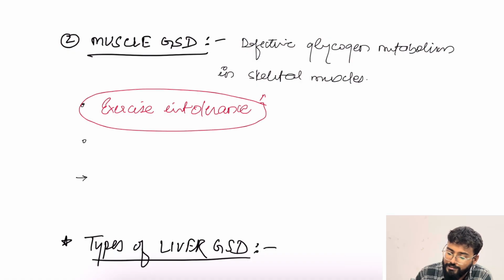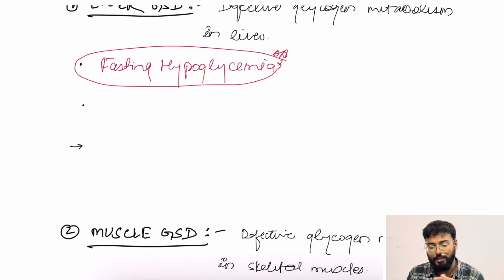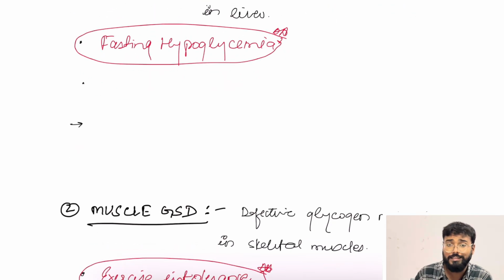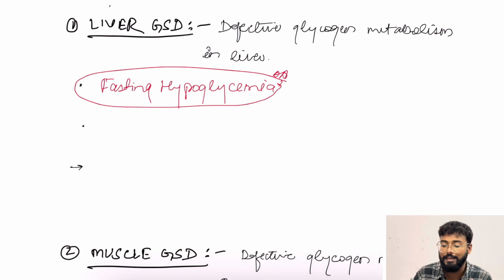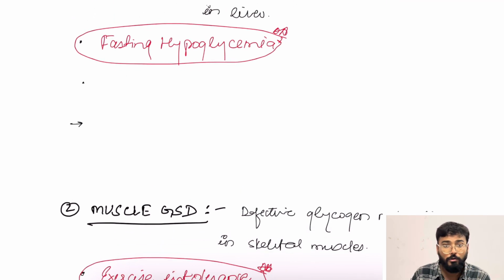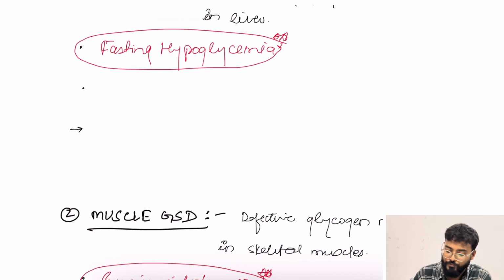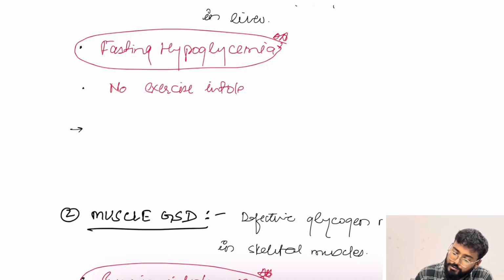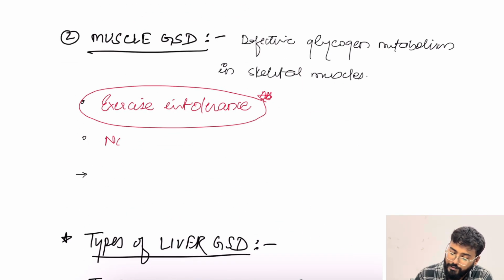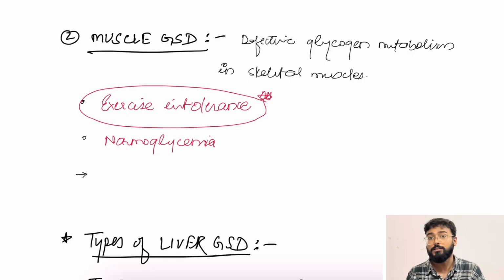You are going to see exercise intolerance in case of muscle GSTs. You are not going to see exercise intolerance in case of liver GSTs, and you are not going to see hypoglycemia in case of muscle GSTs. So there will be no exercise intolerance, and there will be normoglycemia in case of muscle GST.